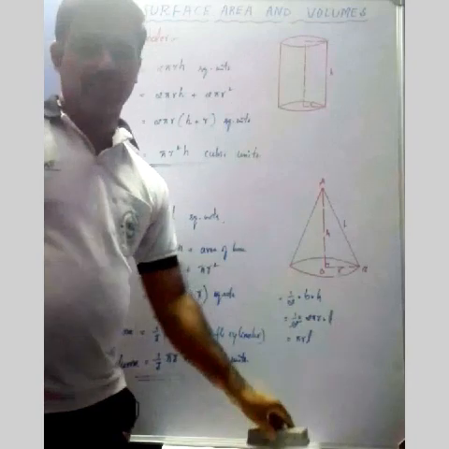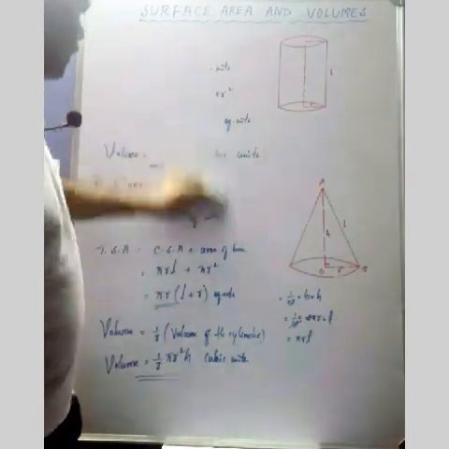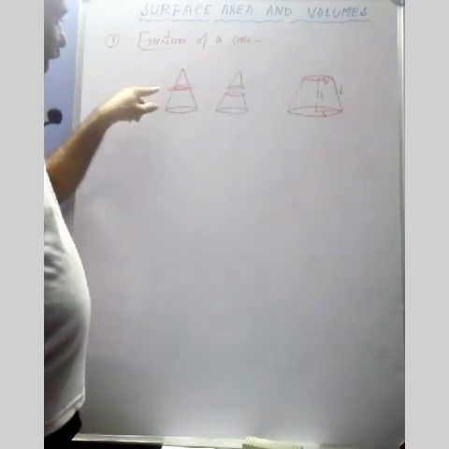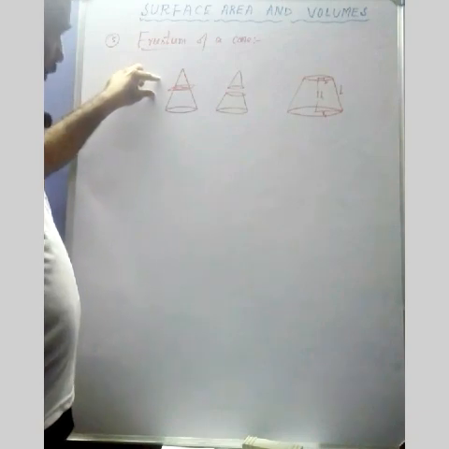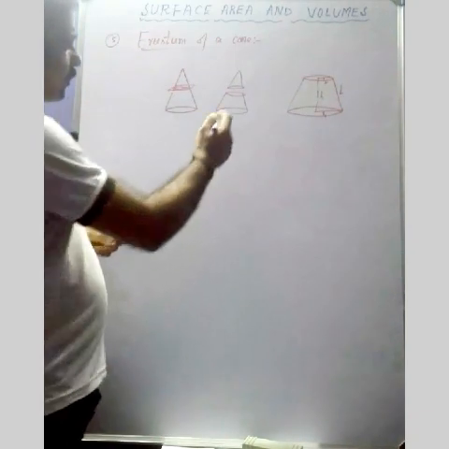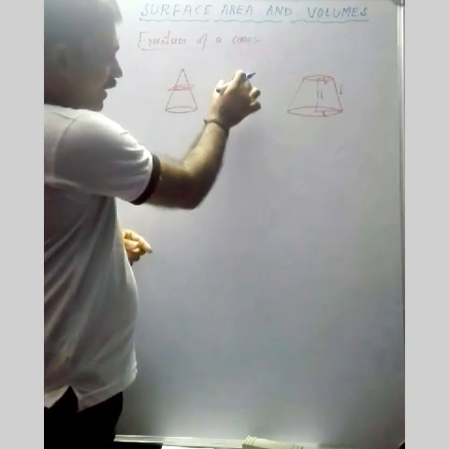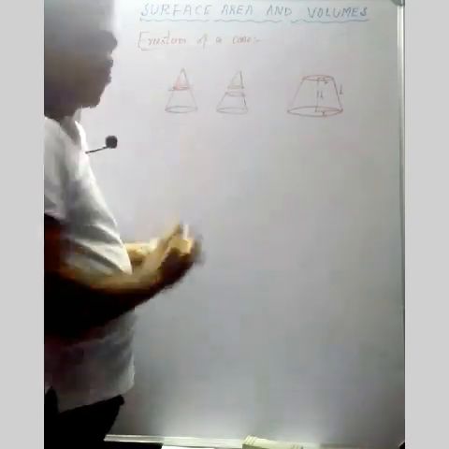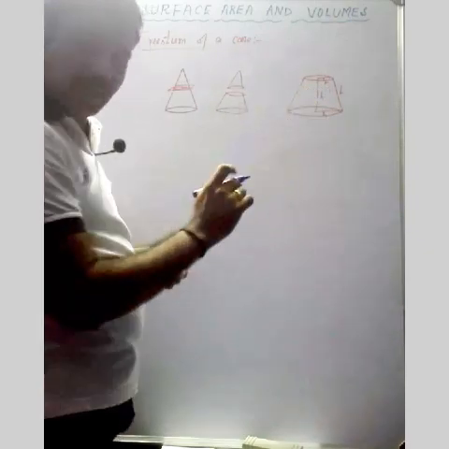Now take the fifth one, frustum of a cone. The top end of the cone is removed by a plane parallel to its base, and when the top end is removed, the remaining part of the cone is called the frustum of a cone. The frustum of a cone has only two ends, both non-identical.